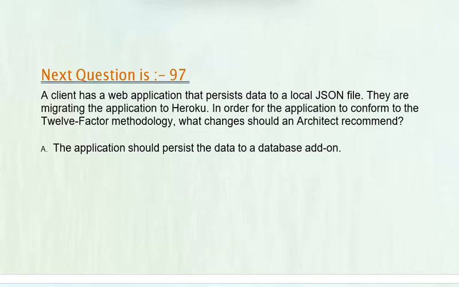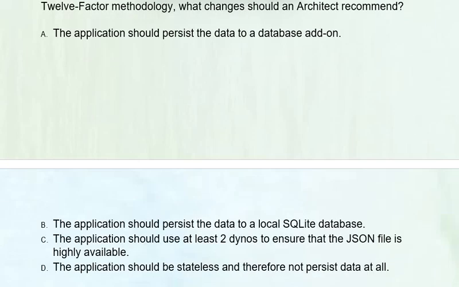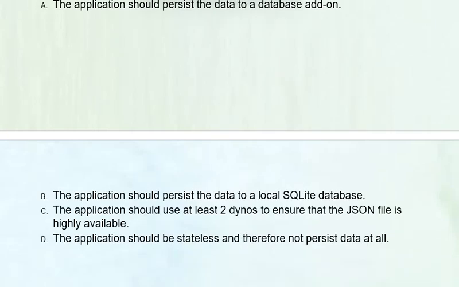Option A, the application should persist the data to a database add-on. Option B, the application should persist the data to a local SQLite database. Option C, the application should use at least 2 dynos to ensure that the JSON file is highly available. Option D, the application should be stateless and therefore not persist data at all.